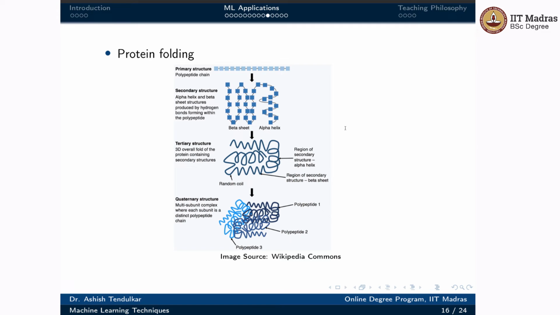Machine learning is used for advanced scientific problems where machine learning algorithms attempt to model natural processes. It is able to solve the protein folding problem, which is a long-standing problem in biology. Protein folding tries to predict the three-dimensional structure of the protein based on the sequence of amino acids, as you can see in this figure.